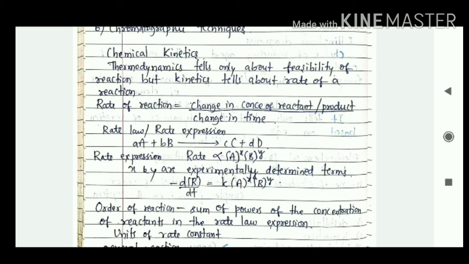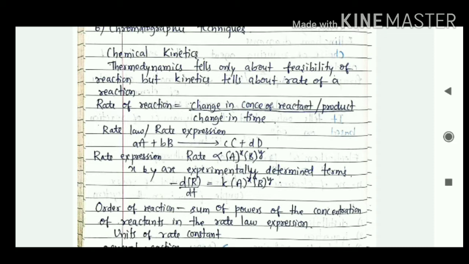In this video we will discuss the chemical kinetics chapter. So let us start. Thermodynamics tells about the feasibility of a reaction, but kinetics tells about the rate of a reaction. So let us define the rate. Rate is nothing but the change in concentration of a reactant or product divided by the change in time. So this is known as the rate of a reaction.